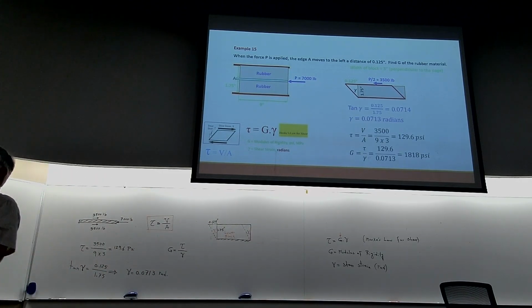Much lower than the number we had in the previous problem, which was in the millions. Obviously, rubber is not as rigid as steel. Questions about this problem? We are very close to the end of chapter 2, so I can easily finish that on Friday.